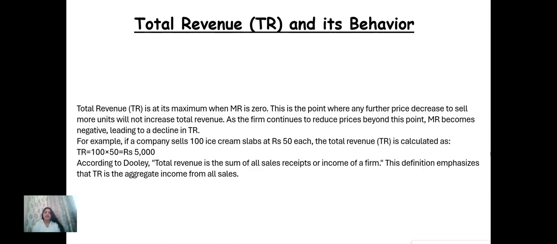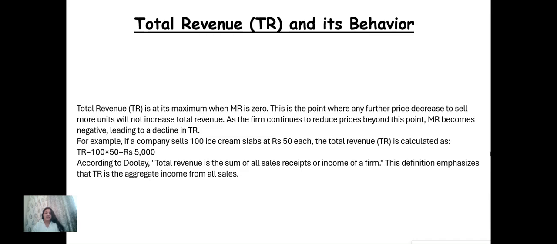For example, if a company sells 100 ice cream slabs at rupees 50 each, the total revenue is calculated as TR equal to 100 multiplied by 50, which is equal to rupees 5,000. And according to an economist, total revenue is the sum of all sales receipts or income of a firm. What this definition explains is that TR is aggregate income from all sales.